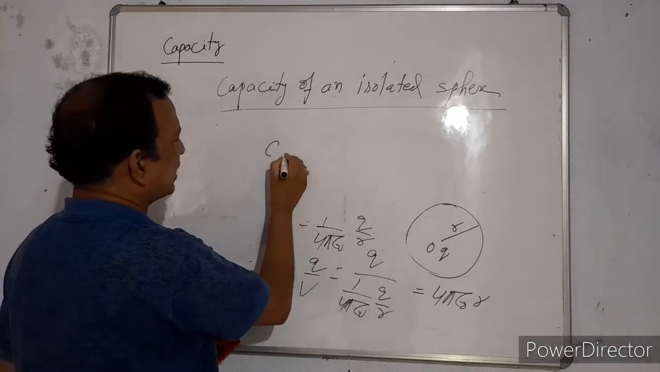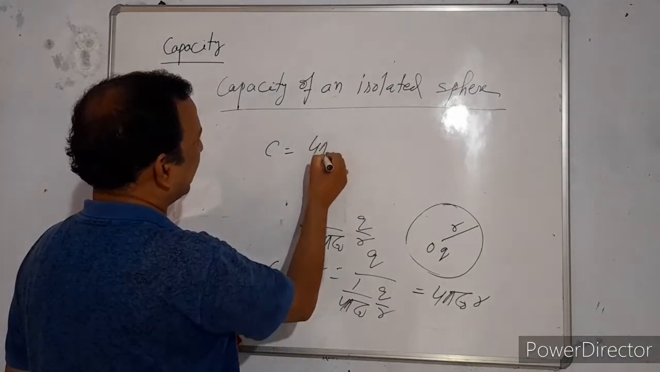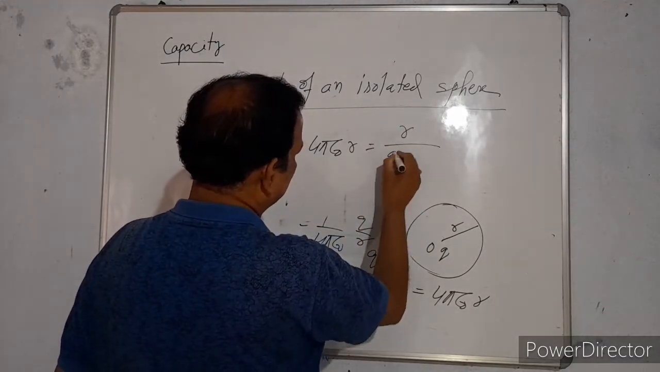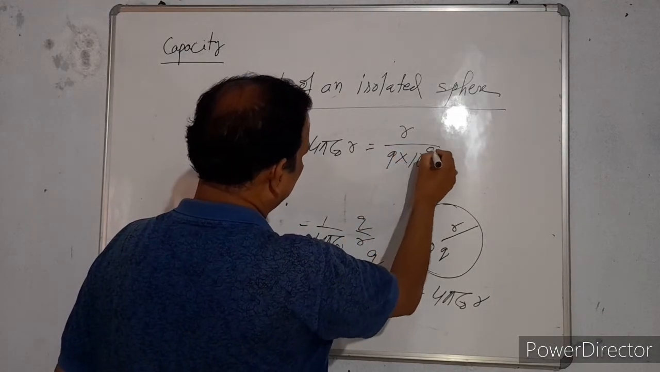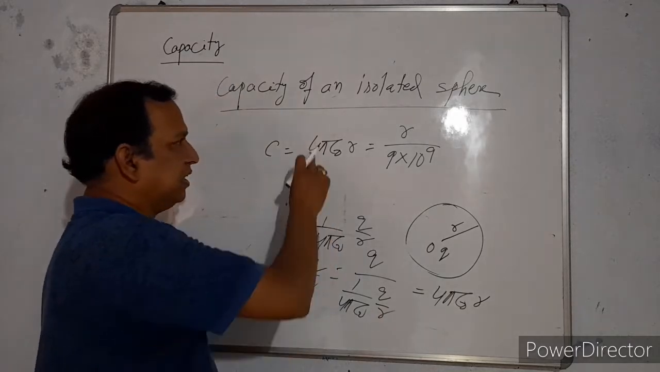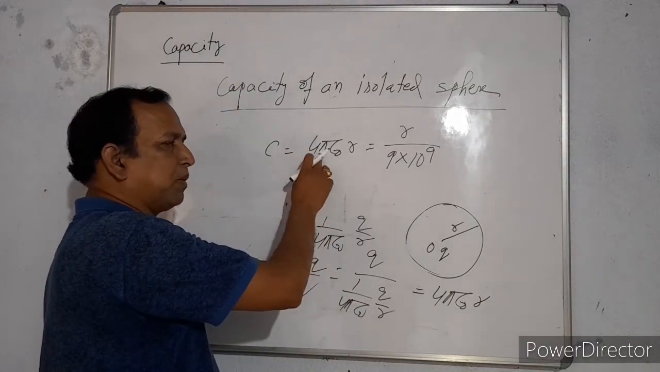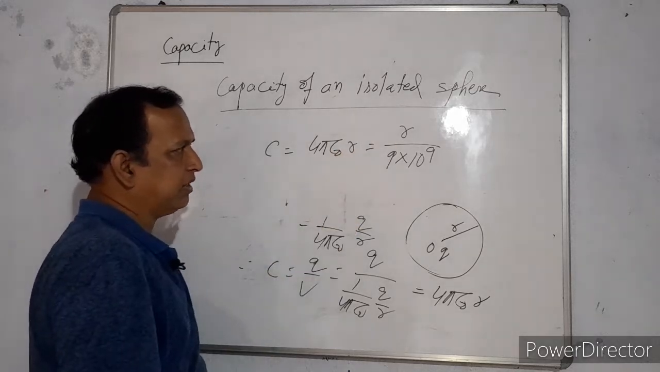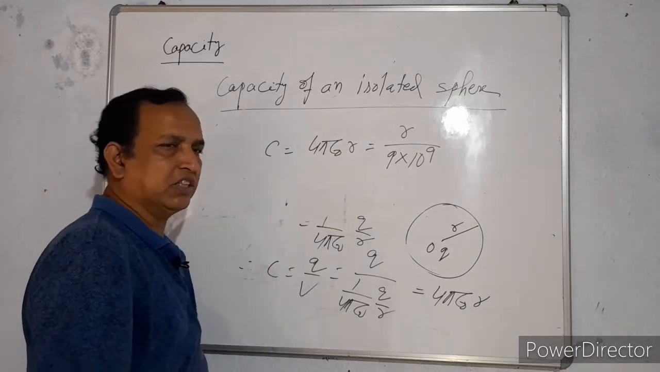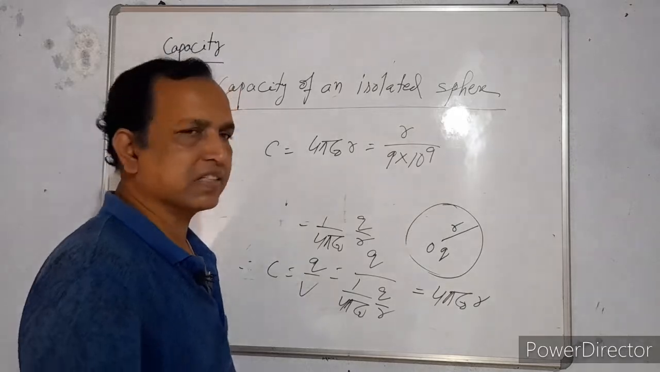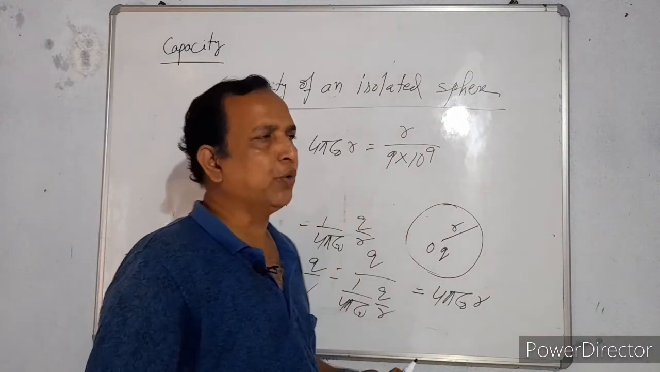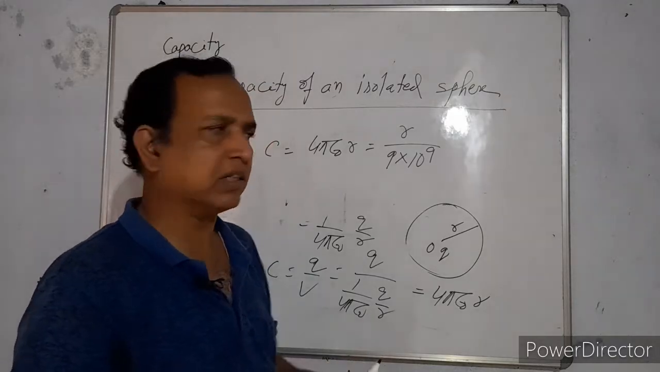So C is equal to 4 pi epsilon 0 R, that is equal to R by 9 into 10 to the power 9. Since 1 by 4 pi epsilon 0 is equal to 9 into 10 to the power 9, 4 pi epsilon 0 is equal to 1 by 9 into 10 to the power 9, that is R by 9 into 10 to the power 9. This is the capacity of a conductor in SI unit. Now the unit of epsilon 0 in terms of farad.